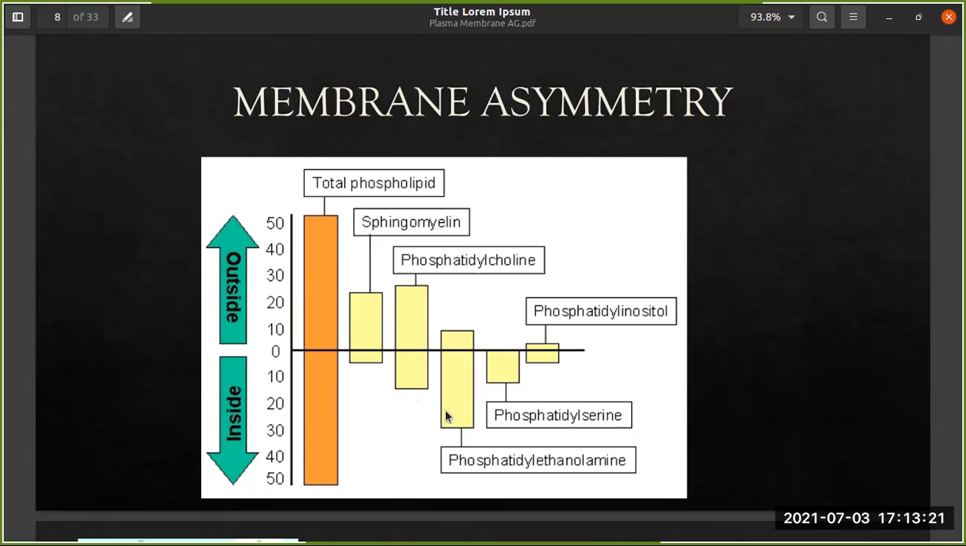On the inner side, you have lots of phosphatidyl ethanolamine, but on the upper side, you have less. Then phosphatidyl serine is only present in the lower membrane layer. In the upper membrane layer, the phospholipid is different. And phosphatidyl inositol is more or less equal on both sides. So the membrane is asymmetric. You don't have an equal amount of sphingomyelin, phosphatidyl choline or phosphatidyl ethanolamine distributed on both sides. One side you may have more, one side less. So that means it becomes asymmetric.